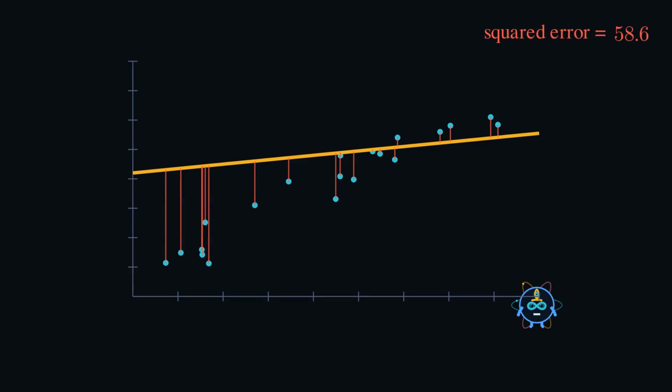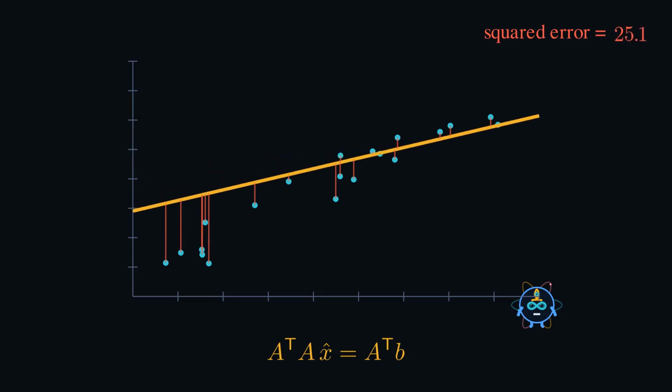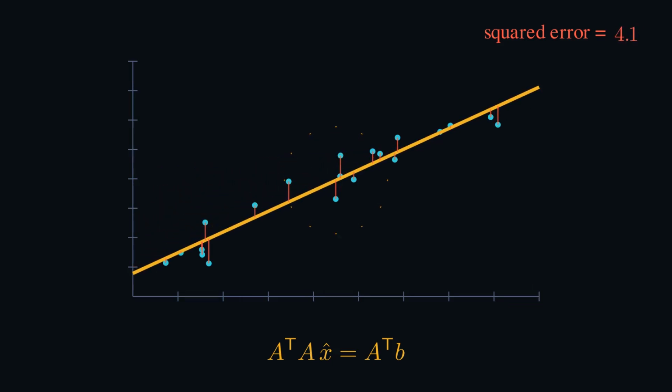So change the question. These red bars are the errors, how far each point is from the line. Do not demand 0 error. Demand the smallest total error. And here is the miracle. That best line comes from an exactly solvable system, the normal equation. Multiply both sides by A transpose and 20 impossible rules become 2 solvable ones. Solve it and watch the snap.